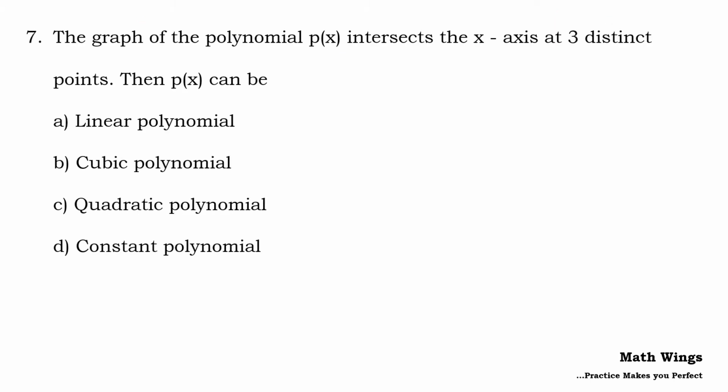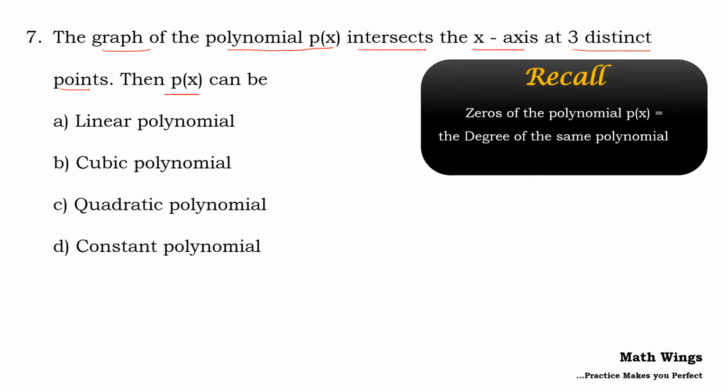Here is the next question. So we have given with the graph of the polynomial p of x intersects the x-axis at 3 distinct points. Then we have to say what type of the polynomial p of x is. So to answer this question, let us see what we know. So we know that zeros of the polynomial p of x, that is equal to the degree of the polynomial. Same polynomial I have given here, that is nothing but the polynomial p of x.